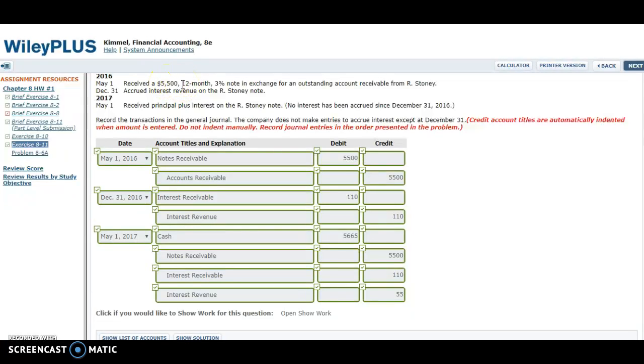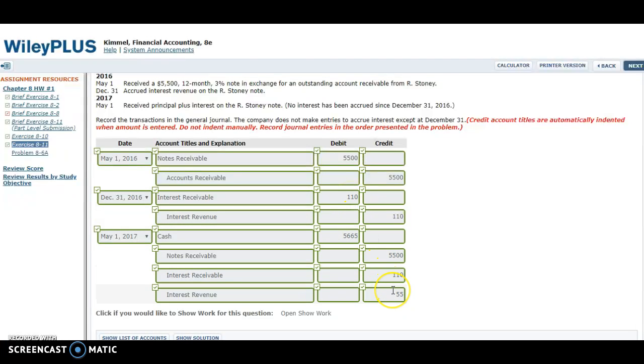So again, the way that you find interest is by taking their principal amount, which is $5,500, multiplying it by the amount of time that it's been so far. So on December 31st, it would have been 8 months, so 8 divided by 12, and multiplying it by the 3% interest rate. So that will give you the 110.